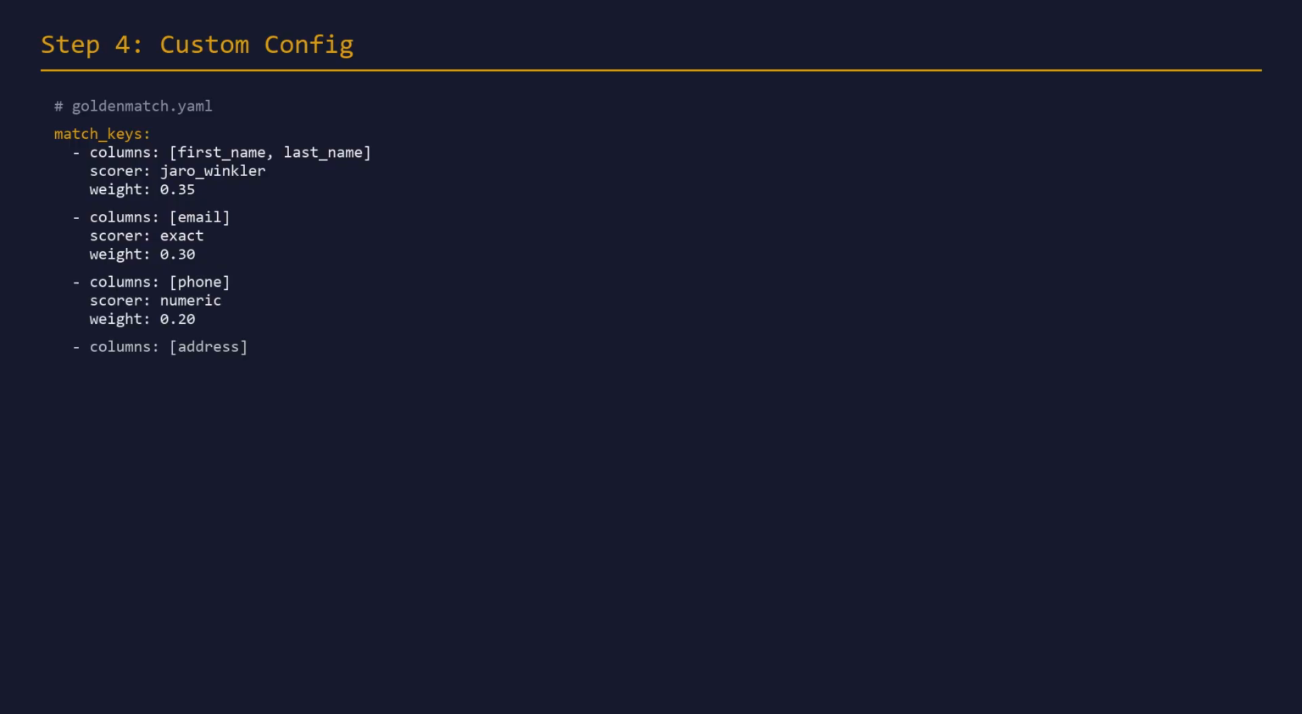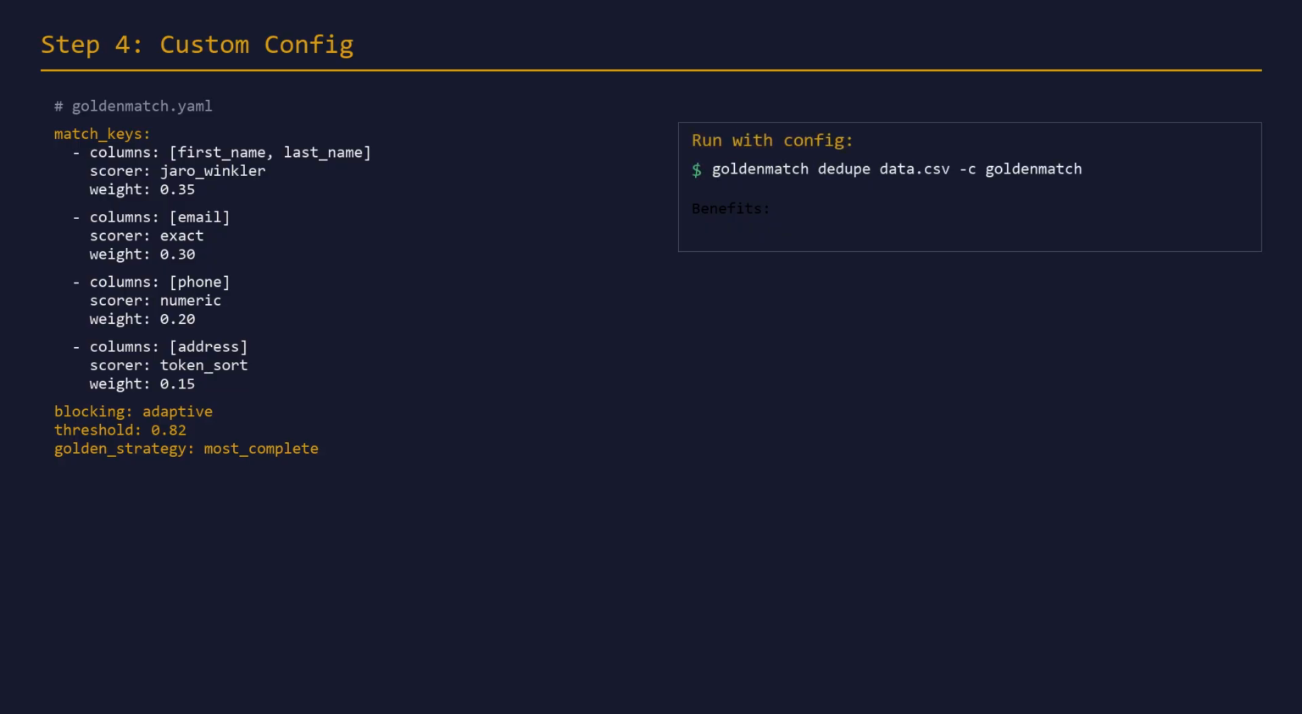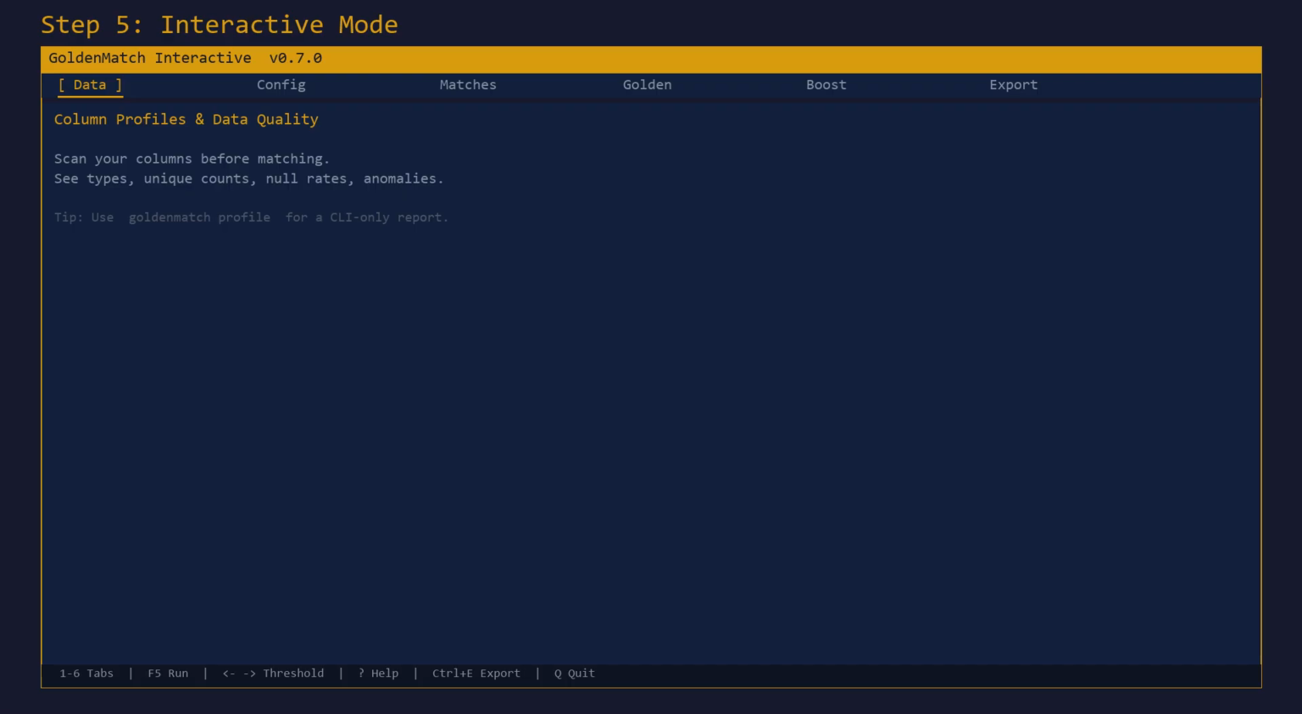Or launch the interactive mode. The TUI lets you explore your data, tweak the config, browse match clusters, inspect golden records, and adjust the threshold with arrow keys in real time. It's the best way to understand your data before committing to a pipeline.